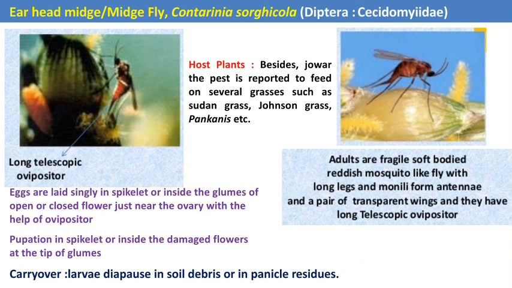The next is the earhead midge, also called midge fly. It is also a major important pest of sorghum. Stenodiplosis sorghicola is the scientific name, and most importantly, it is a dipteran pest. Hence, it has four different life stages: egg, larva, pupa, and adult. But the larval stage of a dipteran pest is called maggots. Hence, here the maggot is the damaging stage.